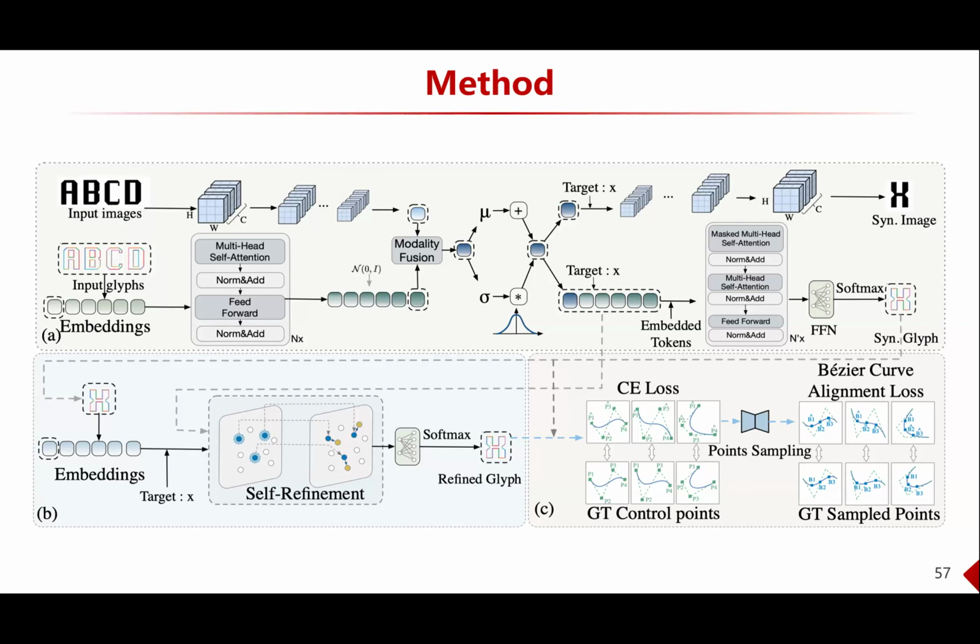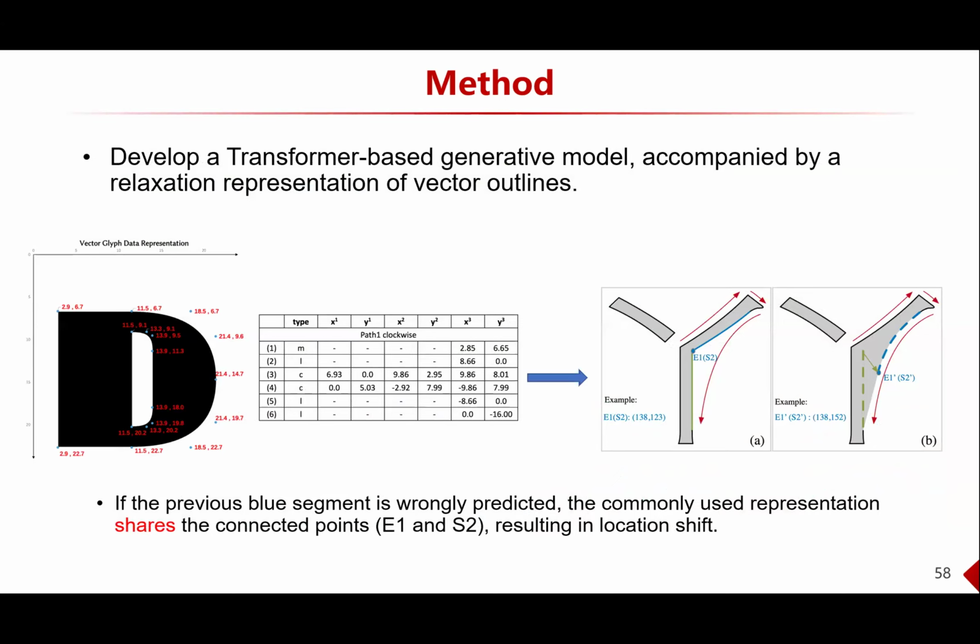And the sub figure C, in addition to the control points, auxiliary points are sampled to align the synthesized glyph with the corresponding target, with the Bezier curve alignment loss. Due to the time limit, we don't want to go into more details, okay?